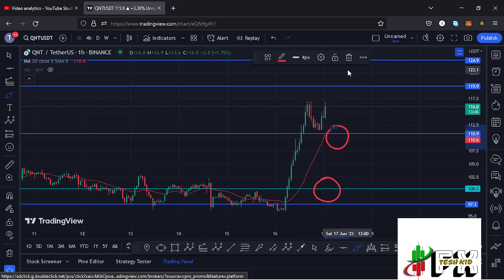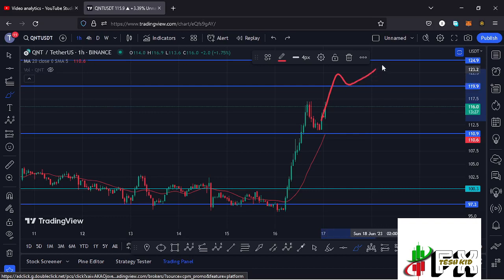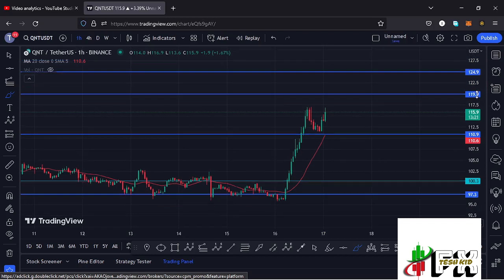And at the time of this recording, we are now eyeing our next key area of resistance at around the $119.9 mark. And a break above that and a successful retest of that key area of resistance will help Quant to get to the next key area of resistance at around the $124.9 mark.